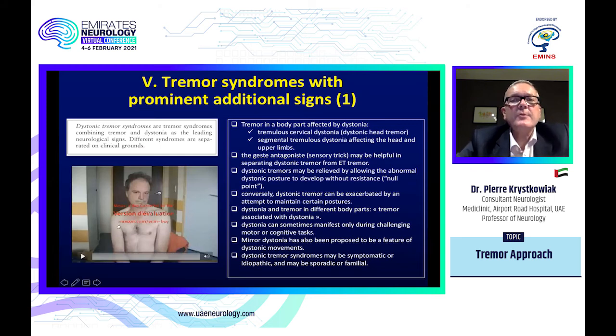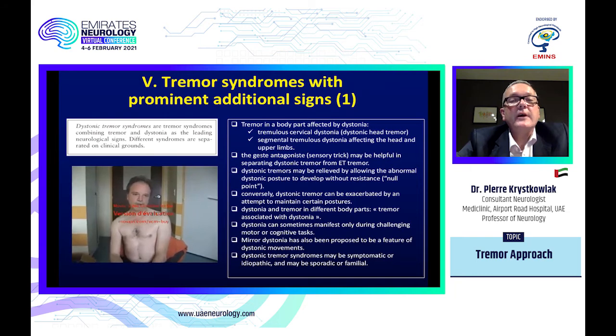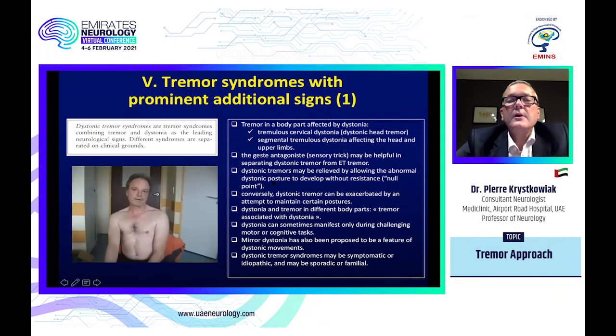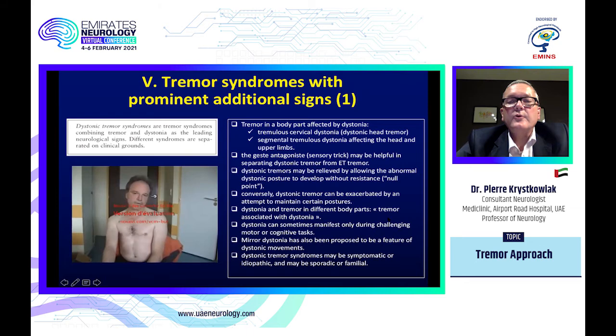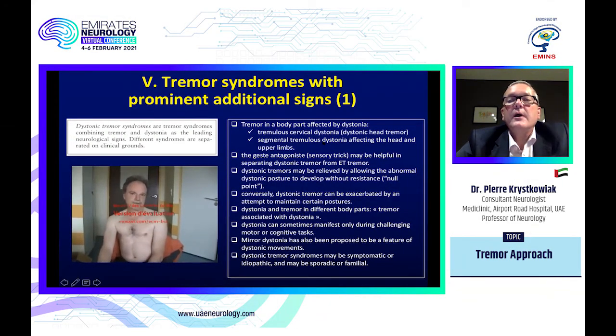Now let's move to tremor syndromes with prominent additional signs. So first of all, dystonic tremor syndromes are tremor syndromes combining tremor and dystonia as the leading neurological signs, and different syndromes are separated on clinical grounds. What is important is that the tremor is in a body part affected by dystonia. Otherwise, it's a little bit different. It's just a tremor associated with dystonia when the tremor and dystonia are not in the same body part.